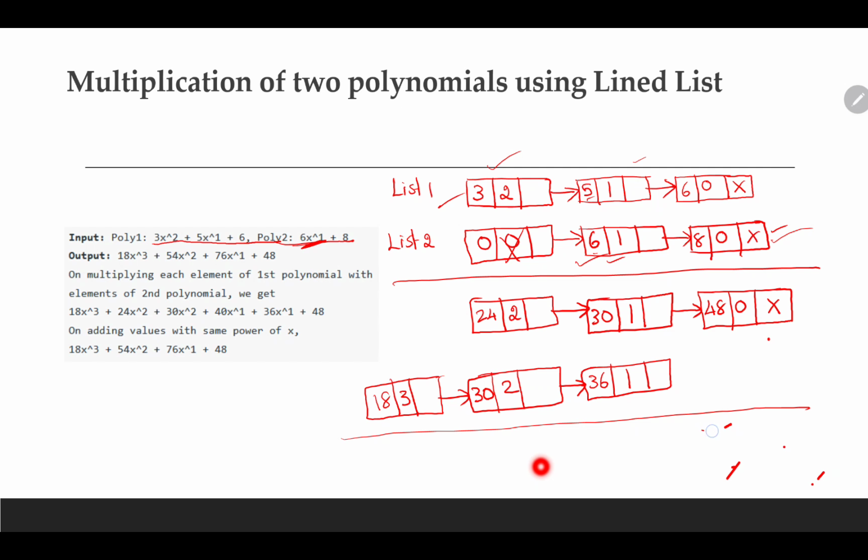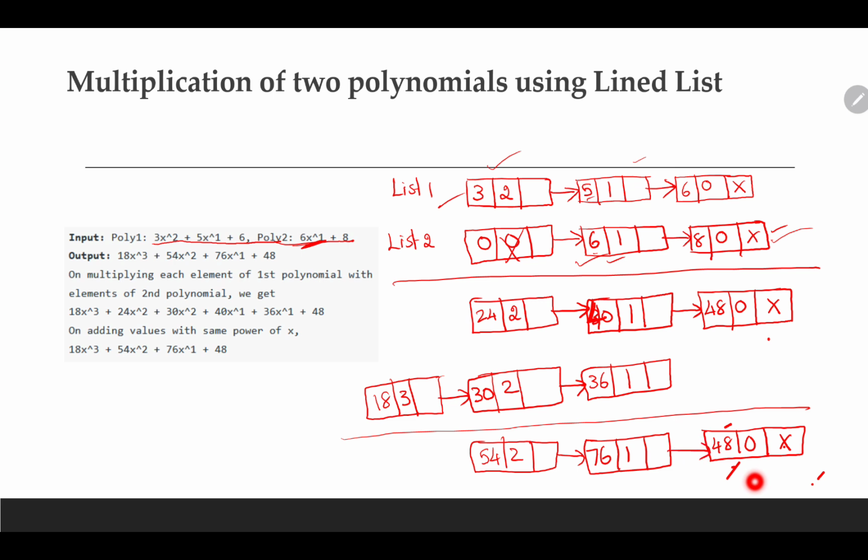So it is 48 power 0 and it is null. Then here these are the power 1. So sorry, it is 40, right? 5 into 8 is 40. So 40 plus 36 is 76 and power is 1. And next when you are adding this, 24 plus 30 is 54. Then power is 2.